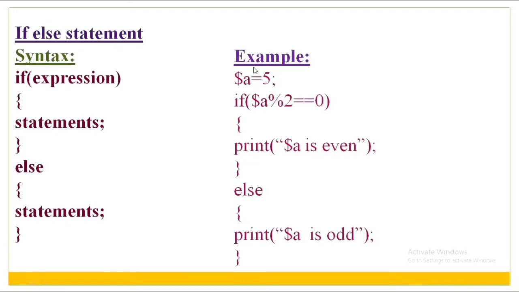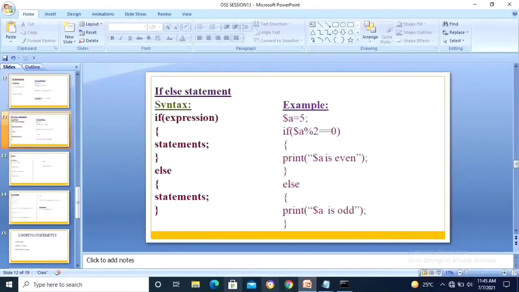Next example: a equal to 5. The a value is 5. If condition: a modulo 2 equal to 0. For suppose I am giving an even number, print the statement "a is even". Otherwise, print the else block: "a is odd". Okay, checking whether the given number is even or odd. Next, open the notepad.